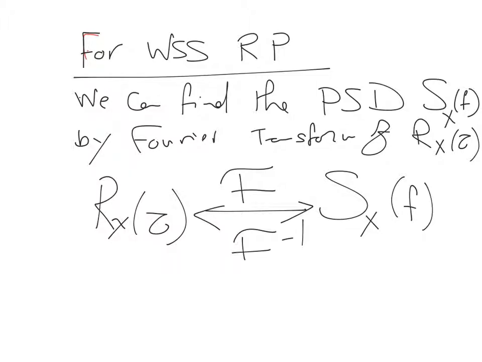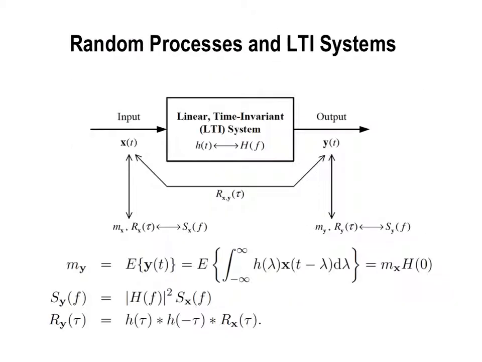Okay. So let's go back to our examples. Now, why do we care about representing our random process by looking at its power spectral density, so power versus frequency, or by looking at its time autocorrelation function, which describes the variation of power with respect to time shift tau? Why do we care about this?